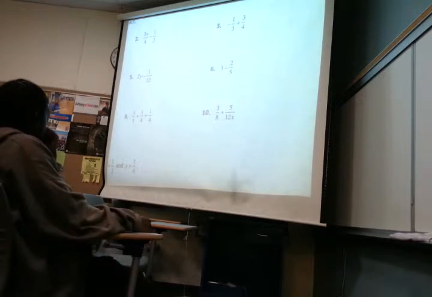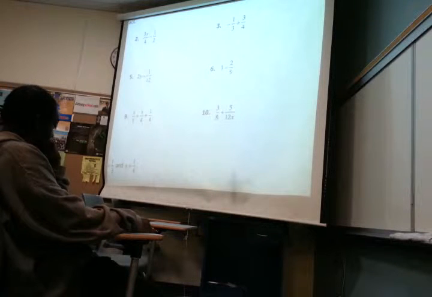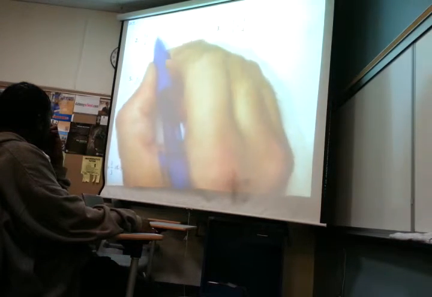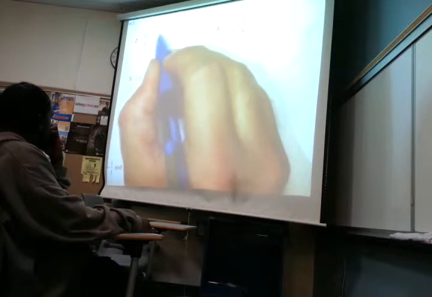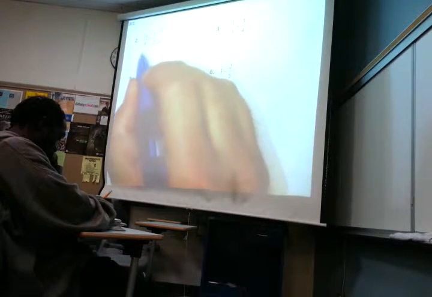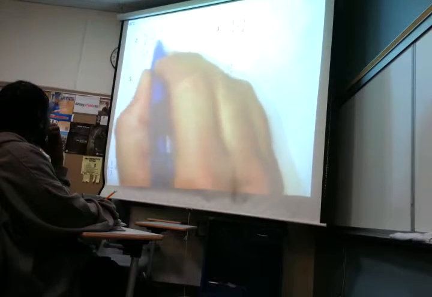The bottoms are not the same. How do I make them the same? What would the LCD be, of course? Four. So then who's got to change? The 2. Yeah, so I got to multiply him by? 2. So I got 3x over 4 minus? 2 over 4.